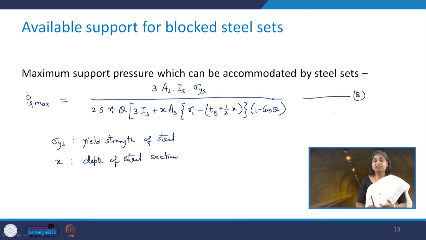So today we learnt about the stiffness and the maximum support pressure for shotcrete or concrete and the steel sets, but there are other types of support systems such as rock bolts. So in the next class we will learn similar expressions, that is, for the stiffness and the maximum support pressure for the rock bolts. Thank you very much.